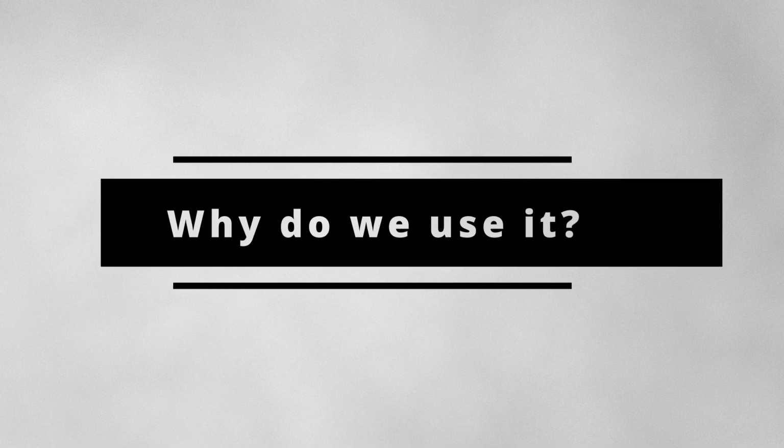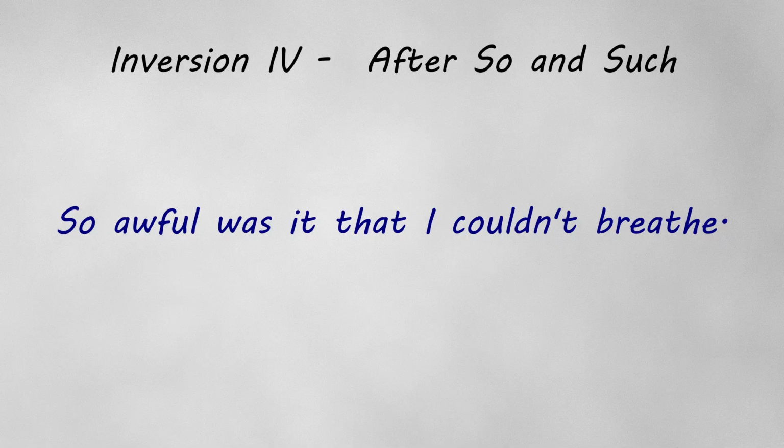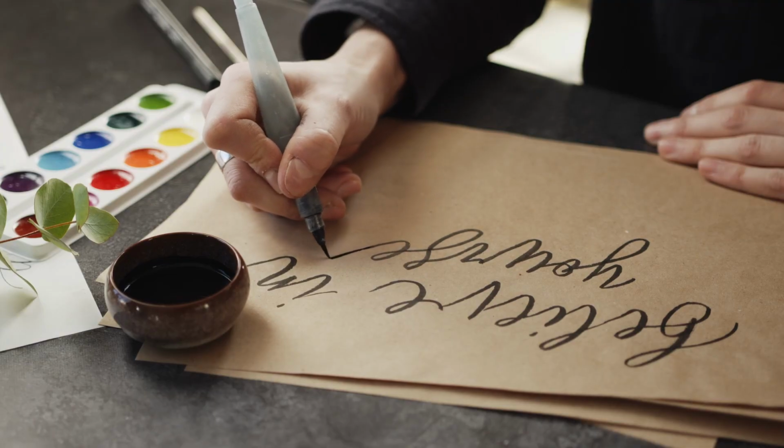So why do we use it then? We use inversion after so and such to add emphasis, to add force, to the adjective or adverb that comes after it. However, we may decide to use inversion after so and such to help the flow of the writing.